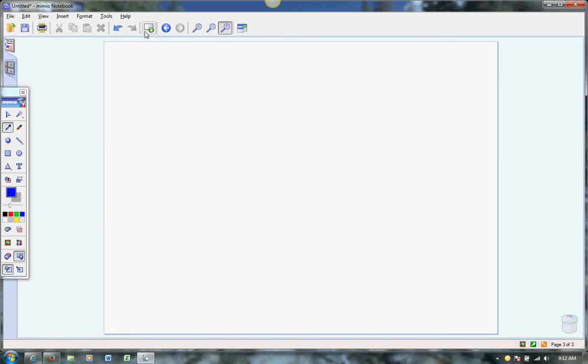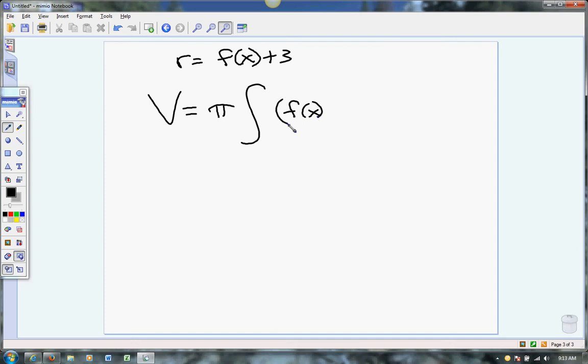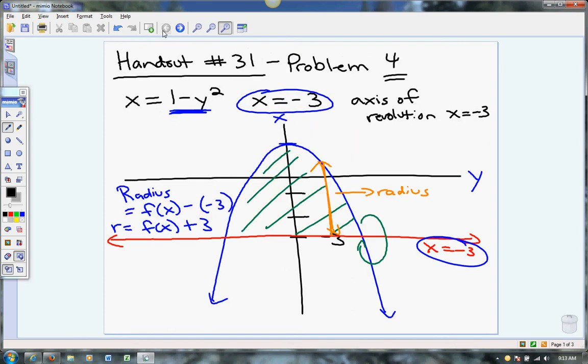So now if I know that my radius is the function plus 3, now I can plug into my regular volume formula, which is the integral of the function squared dx. But remember what this function stands for. It stands for the radius. Now, we didn't find our limits of integration yet. The limits of integration are going to come from these intersection points right here. So I need to set 1 minus y squared equal to negative 3 and solve it.